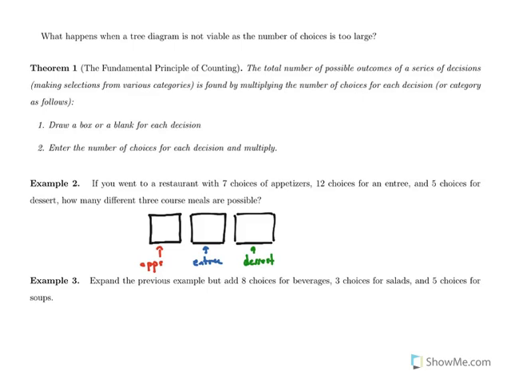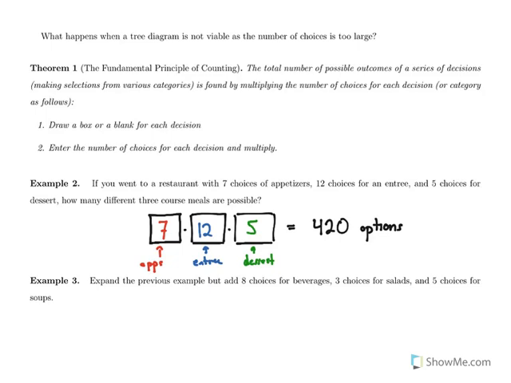So then we're going to enter the number of choices for each decision. So there are 7 choices for appetizer, 12 for an entree, and 5 for a dessert. And that means that the total number of meals is going to be taking those numbers and multiplying them together to get us a total answer of 420 options.